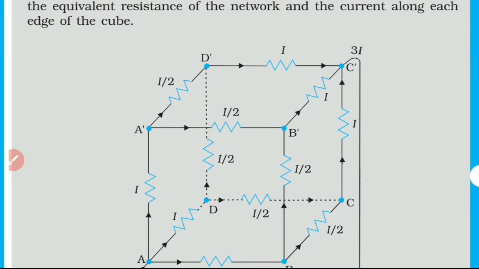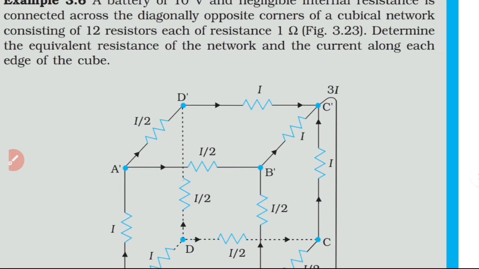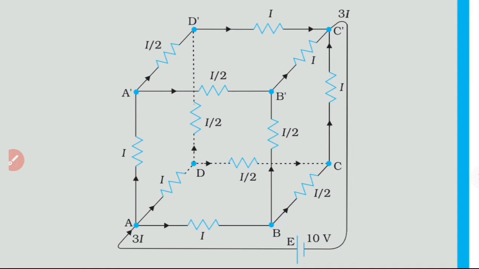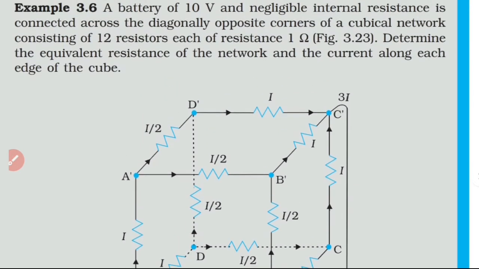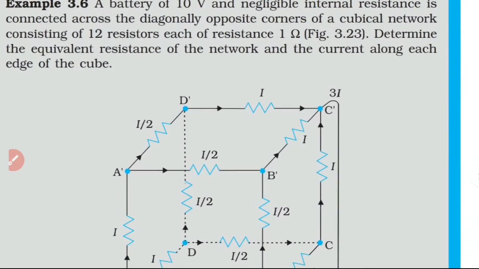Okay, so here it is a complicated network, but we can solve it very easily using Kirchhoff's rule. So you are asked to find two things, that is equivalent resistance and the current along each edge of the cube. Here the marking of current and all is given as a part of the solution, not as a part of the question. Part of the question means the structure of that cube with the resistors along with the cell of EMF 10 volt. That's what the question is. The rest, the marking of the current and all, is a part of the solution. Take care of that.